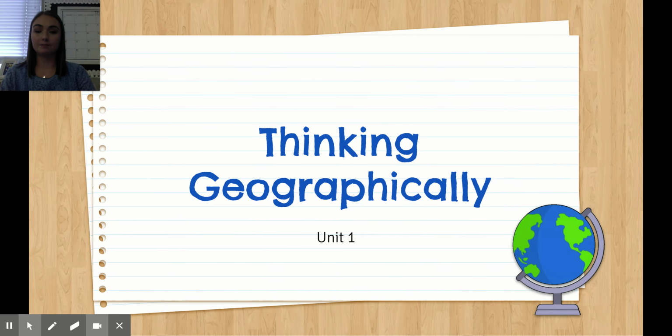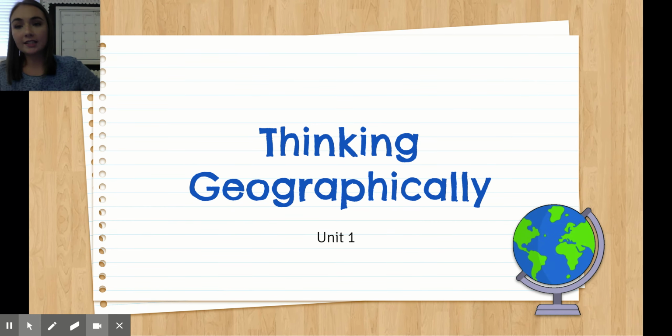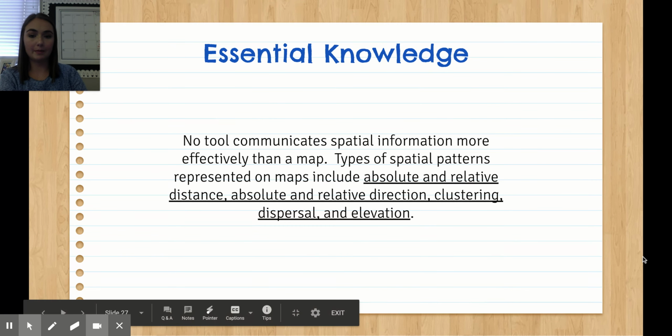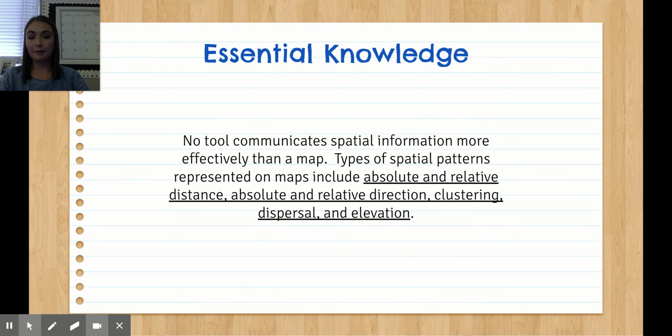thematic maps. What we're going to look at now are the spatial patterns that can be seen on maps. So how data can be organized on maps and what you should be looking for when you look at a map. So no tool communicates spatial information more effectively than a map.